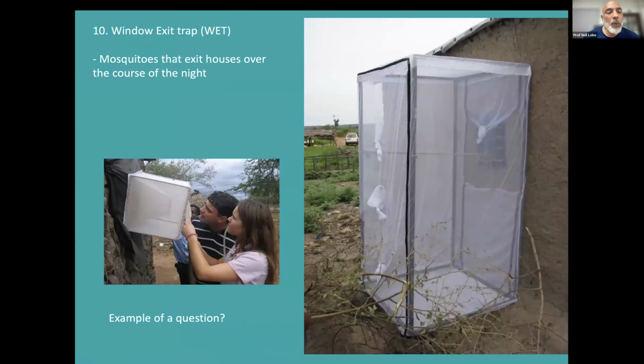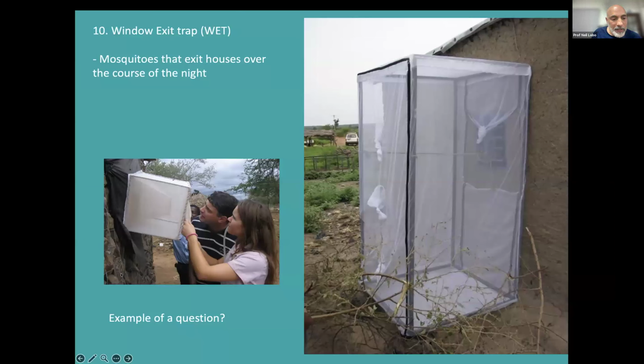We also have the window exit trap, and this is kind of interesting. The window exit trap looks at mosquitoes that enter the house to blood feed, or enter a house for any reason, and then leave before the morning. So they've blood fed and they're like, I want to go back to the forest, or I want to go hang out in some bushes. So they leave, and they usually leave through windows.